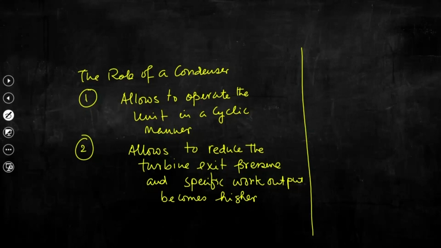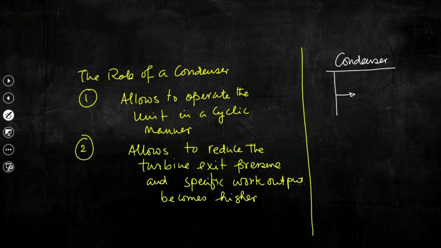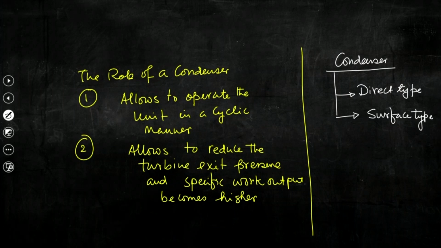So, now if we look at the different types of condenser, we have talked about the condenser, and there are two broad classes. The first type is direct type, and the second one is surface type. So, you can understand from the classification, from the name of the first type, that is direct type.